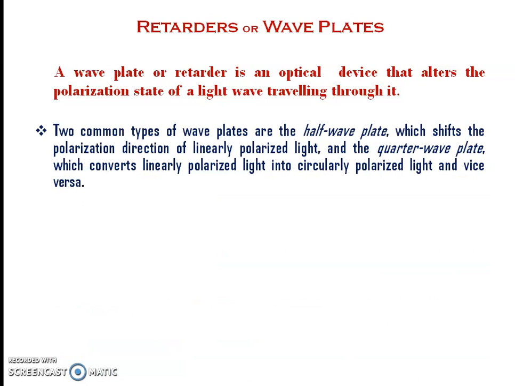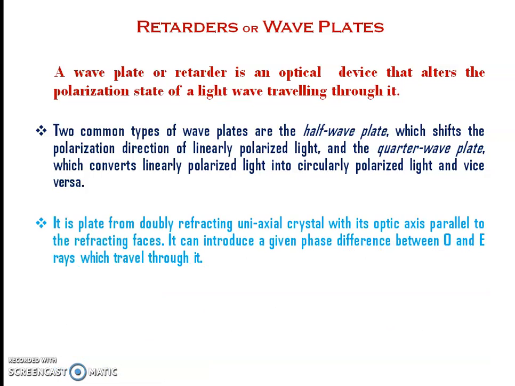Two common types of waveplates are there. The half waveplate, which shifts the polarization direction of linearly polarized light, and the quarter waveplate, which converts linearly polarized light into circularly polarized light, and vice versa. It is made from a doubly refracting uniaxial crystal with its optic axis parallel to the refracting faces. It can introduce a given phase difference between O and E rays which travel through it.